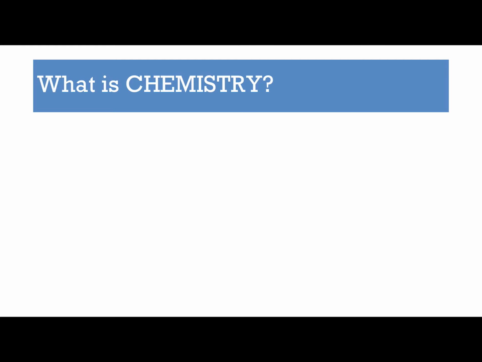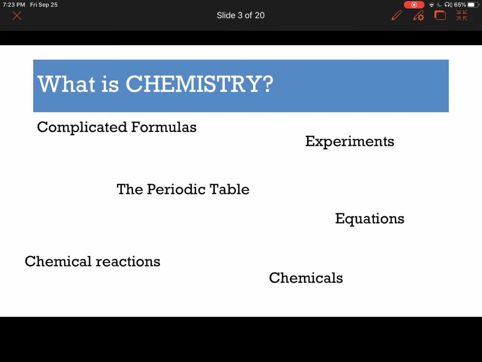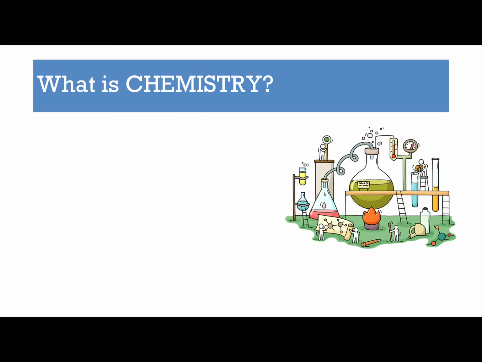So if you ask somebody what chemistry is, they might say, oh, it's complicated formulas, it's equations, it's the periodic table. Most people honestly think the periodic table is all there is to chemistry. Yes, everything is made up of the things on the periodic table, but it's such a tiny little aspect of everything. People might also say, experiments, chemicals, chemical reactions. And again, you're not wrong, but there's just so much more that goes on.